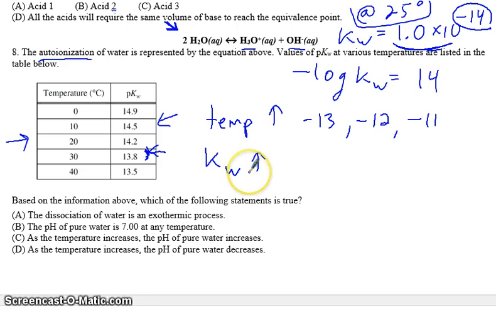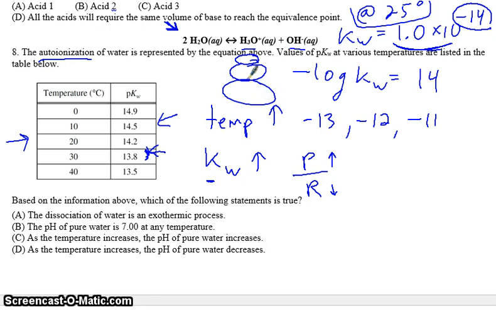Now, if the Kw is going up, if our constant is going up, then our ratio of products over reactants is going up. Because our products are going up, our reactants are going down, which means we're forming more and more product as temperature goes up. Since we're creating more H3O+, the solution is getting more acidic. If the solution is getting more acidic, that means the pH is going down. So the answer is actually this one. As the temperature increases, the pH of pure water decreases.